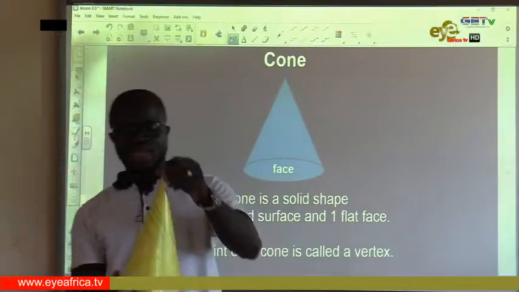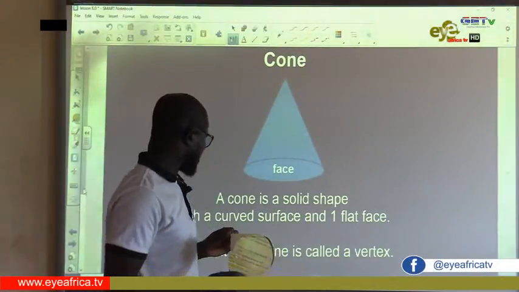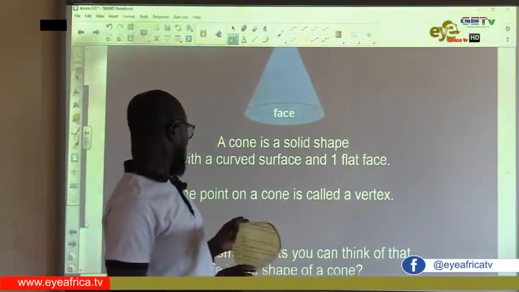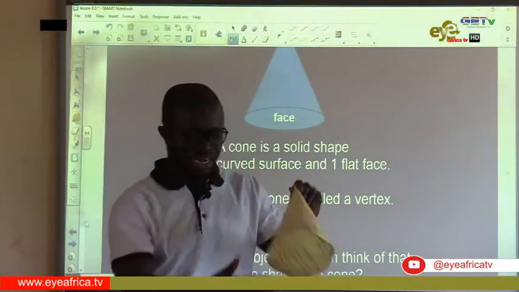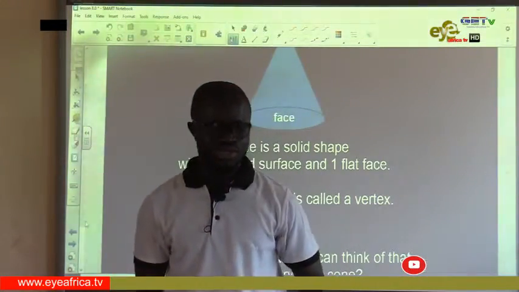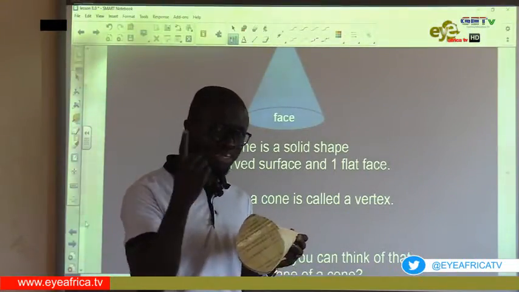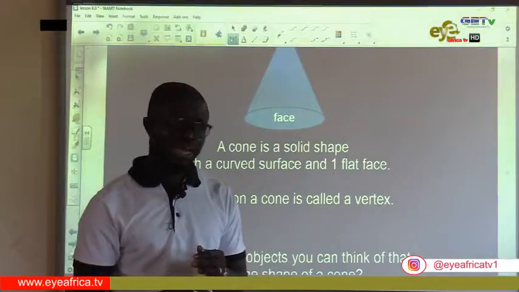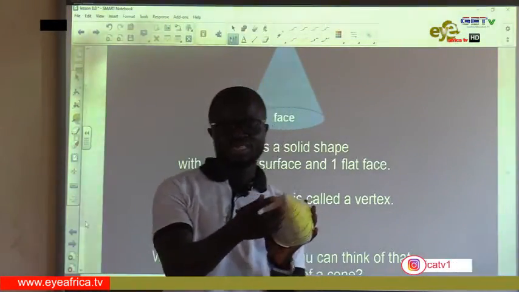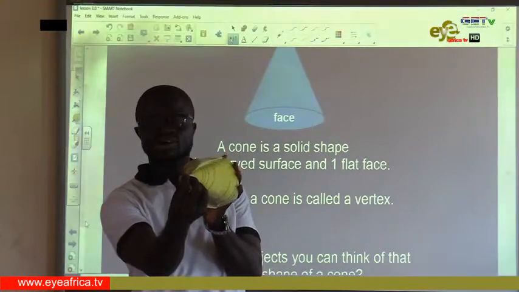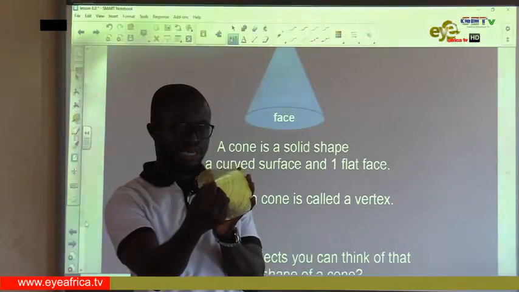Let's investigate. I have an example of a cone in my hand. Now we are told that it has one flat face. This is the flat face here that it normally rests on, and the flat face is circular. So that is one property it has. Also, we are told that the point on a cone is called the vertex. So this is called the vertex of the cone. It has only one vertex.